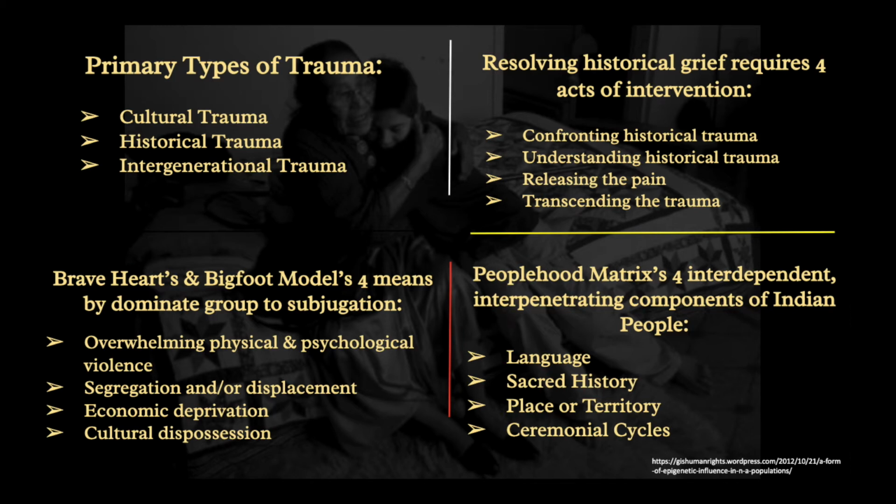The final thought I'd like to bring up about the historical trauma chapter is the peoplehood matrix, which provides 4 major components of Indian people, which are language, sacred history, place or territory, and ceremonial cycles. He states that these 4 components are interwoven as well as dependent on one another, and that neither is greater or lesser than the other. These are the major components we wanted to present on the first 2 chapters, but there is so much more information that can be learned from them.